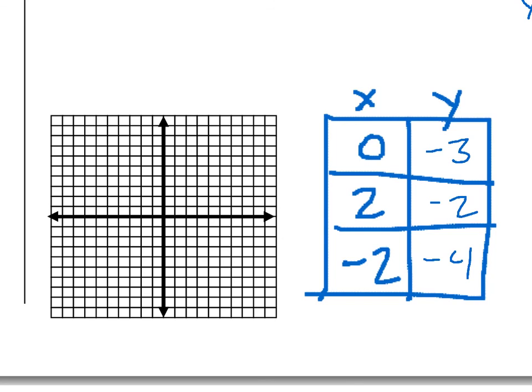So 0, -3, over 0, down -3. Over 2 and down -2. And -2, -4, back -2, and down -4. Looks like everything lines up here. Check out your straight edge to get it in there and draw your line.